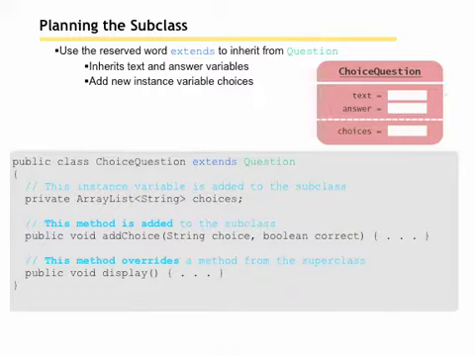For our ChoiceQuestion, which is a multiple choice question, we are going to add an ArrayList that's going to indicate the different answer choices that we can pick from. And then we have a method to add to that list, public void addChoice, which gives us a String choice and then a boolean correct, which would be true or false for the right answer. And then we have a method that overrides the display because we have to display each of these choices.